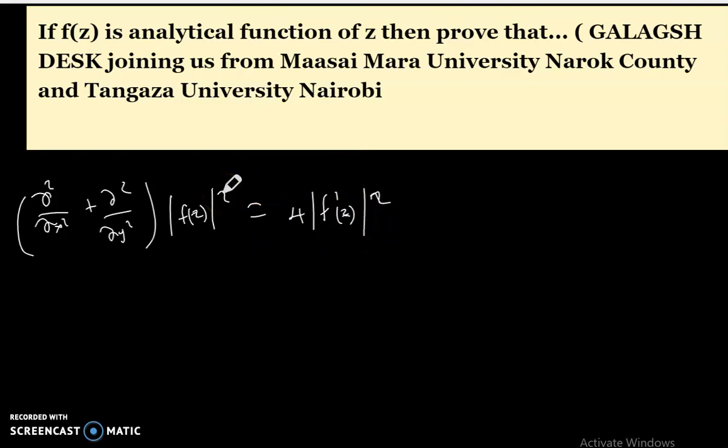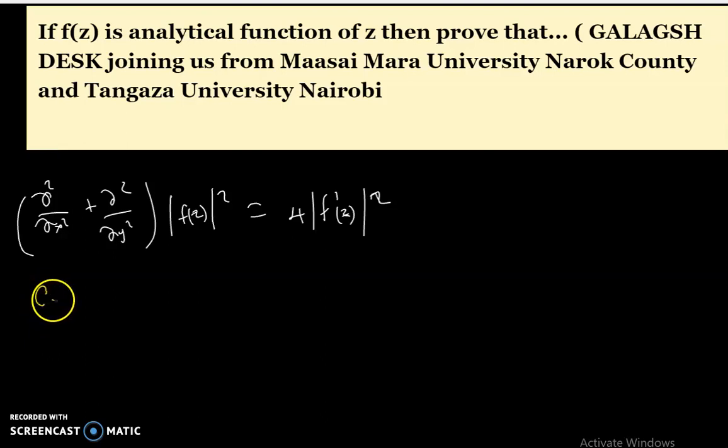So I would like Shala, joining us from Masai Mara University, Narok County, to give us the Cauchy-Riemann equation. What is the Cauchy-Riemann equation? Because that will be the starting point. You must know what Cauchy-Riemann says and what the Laplace equation says. So tell us. Del u with respect to x is equal to del v with respect to y, and del u with respect to y is equal to negative del v with respect to x.